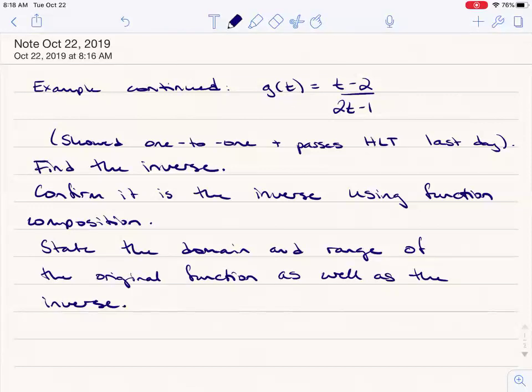And then, as we did last week, we confirm it's the inverse using function composition. We had that rule that says if we have a function composed with its inverse, it'll just return x. And if we have the inverse composed with the function, it should also just return x. So regardless of which composition you're using, and we'll do both, it should just return x. Then we're going to look at the domain and range of the original function as well as the inverse.